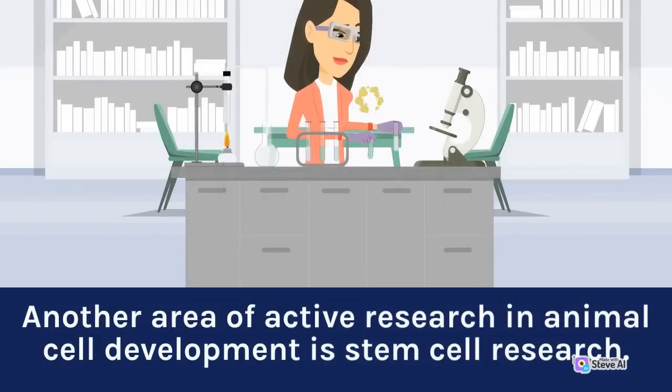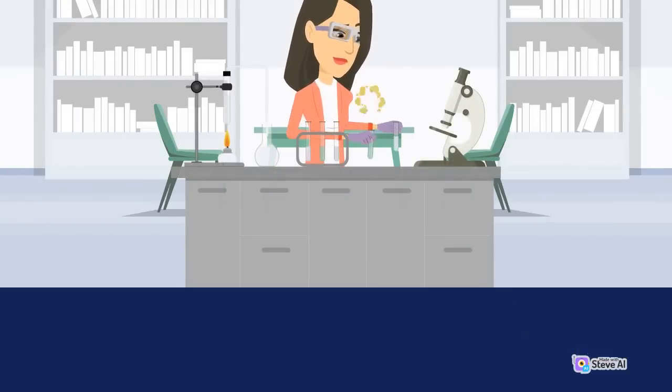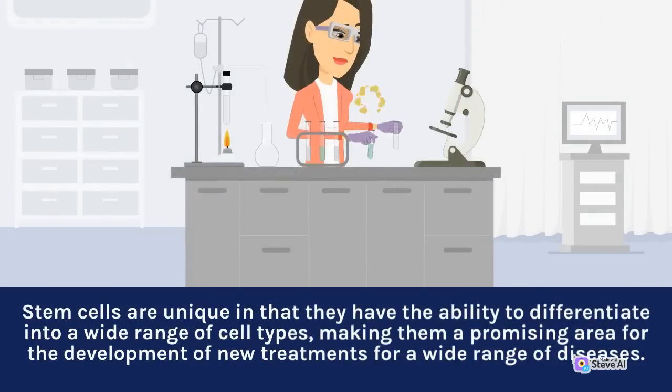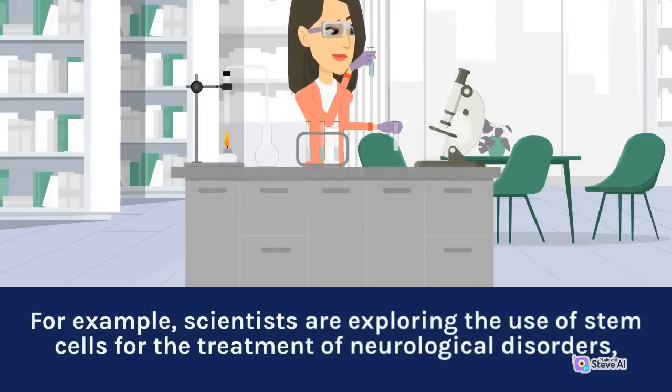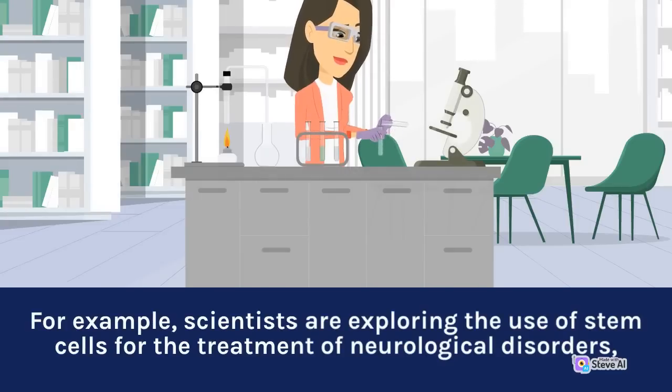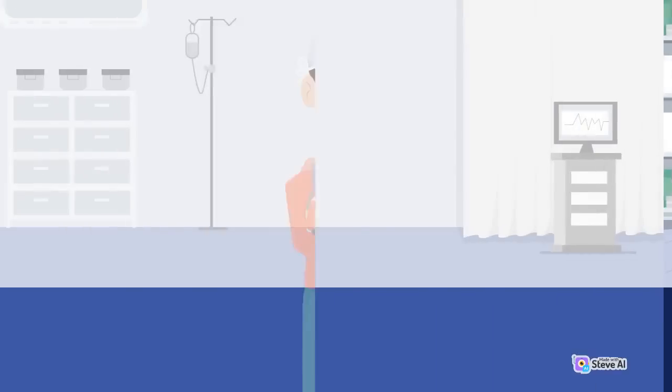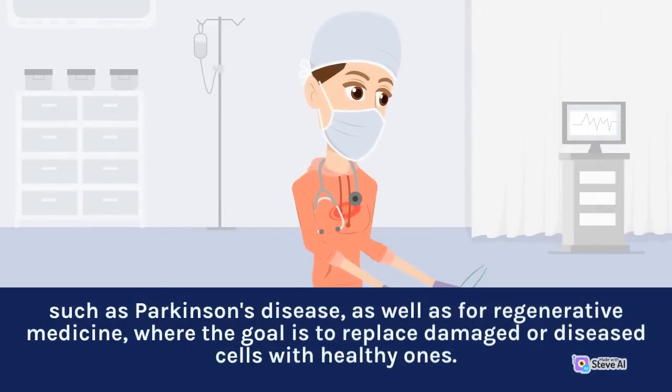Another area of active research in animal cell development is stem cell research. Stem cells are unique in that they have the ability to differentiate into a wide range of cell types, making them a promising area for the development of new treatments for a wide range of diseases. For example, scientists are exploring the use of stem cells for the treatment of neurological disorders, such as Parkinson's disease, as well as for regenerative medicine, where the goal is to replace damaged or diseased cells with healthy ones.